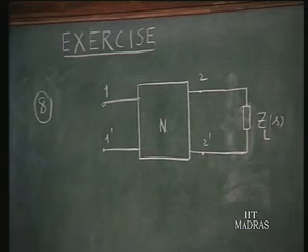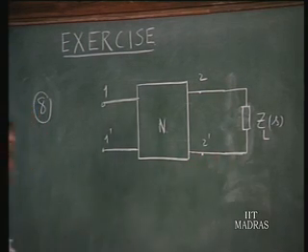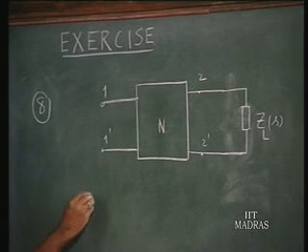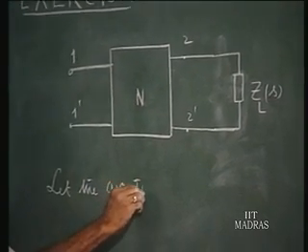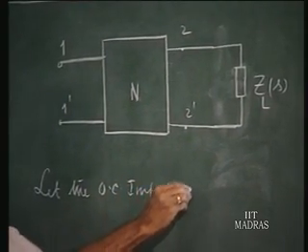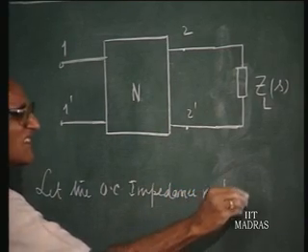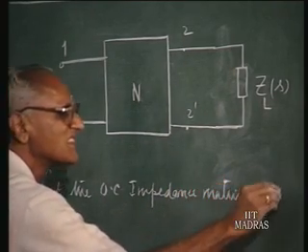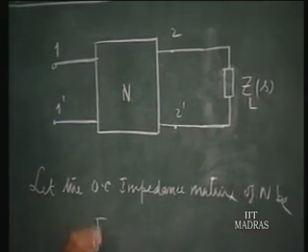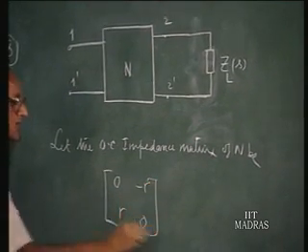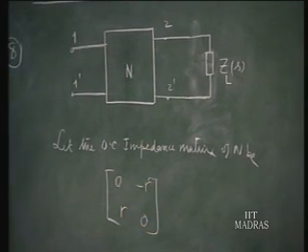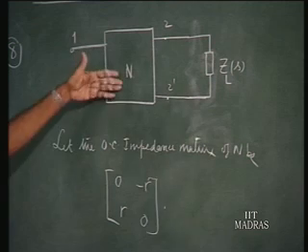Last example, we have a 2-port network N terminated in a load impedance ZL(s). Let the open circuit impedance matrix, that is the Z matrix of N, be [0, -R; R, 0]. That means the Z matrix of this is Z11 and Z22 are 0, Z12 is minus R, Z21 is equal to R. This is the situation for this.